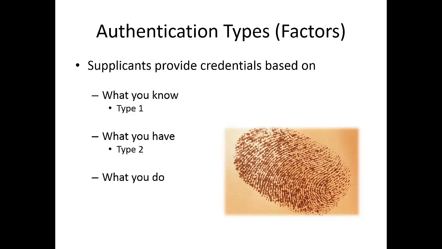And finally, authentication can be based on what a subject does, or what a subject is, or what you are. Both of these we call collectively biometrics. In the case of what you are, we refer to something like a fingerprint, or your retina scan, or your palm print and so on. Whatever is part of your body could be considered what you are.